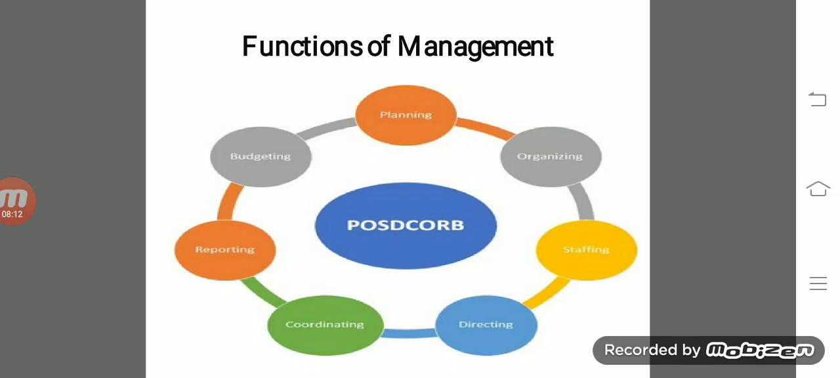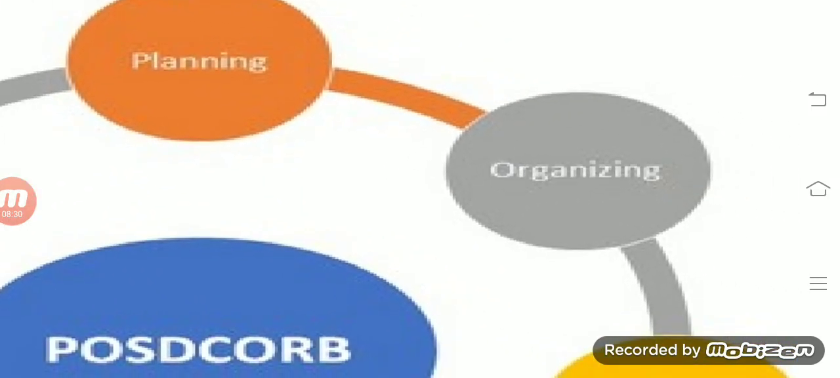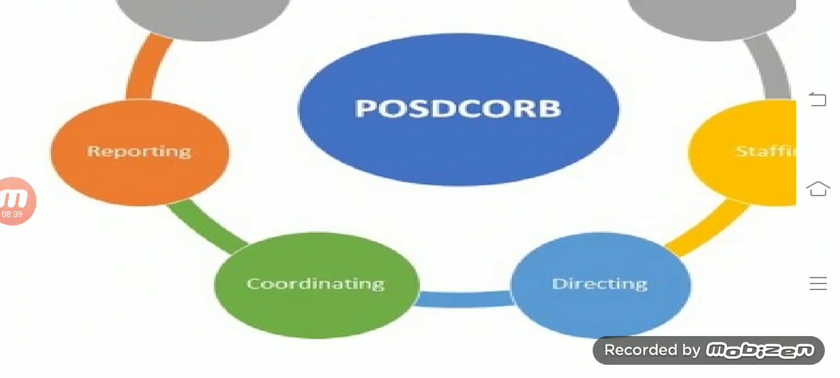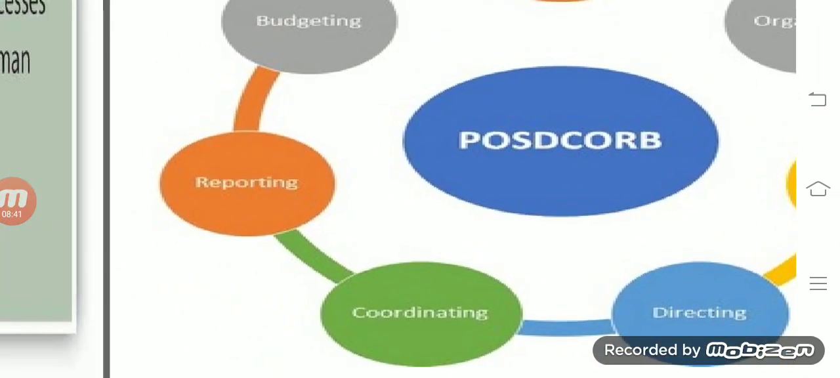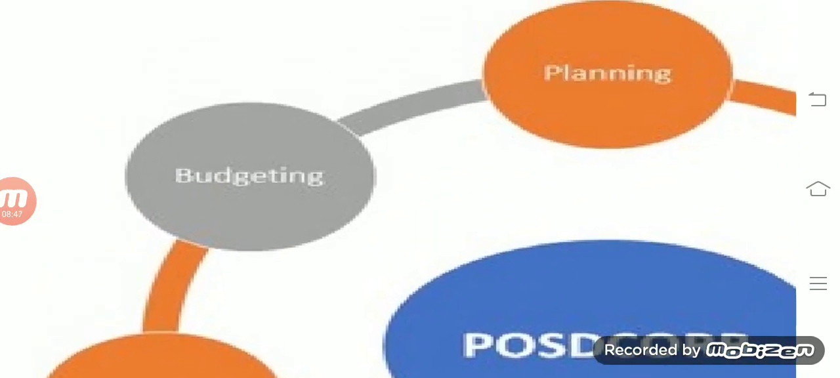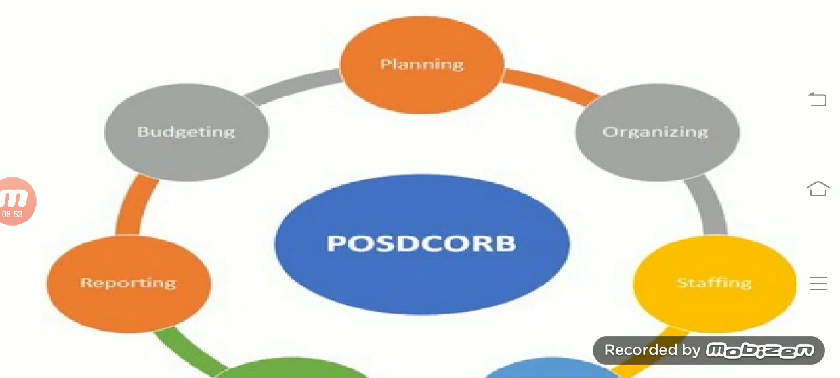There are 7 points which are covered under the management, or we can say that these are the functions of management. Okay, there are 7 parts of the functions of management. First one is planning, second one is organizing, third one is staffing, fourth one is directing, fifth one is coordinating, then reporting, and then the last point is budgeting. Also you can add the point of controlling. Okay, but what is POSDCORB? POSDCORB is nothing but a short form of these 7 points.